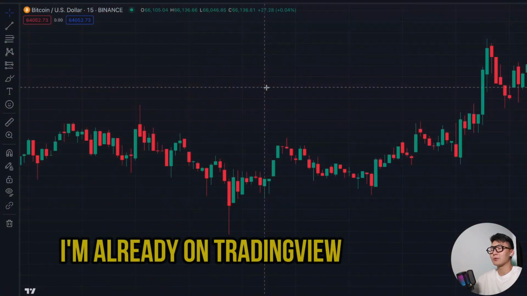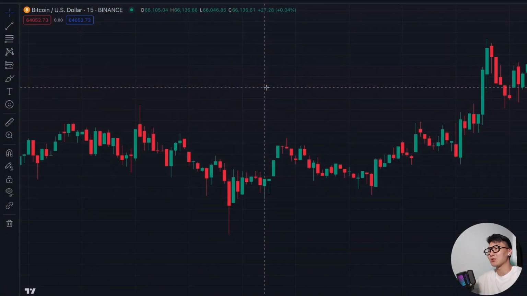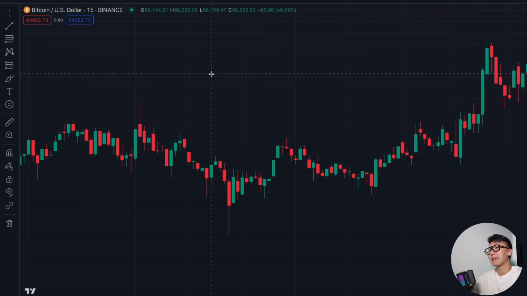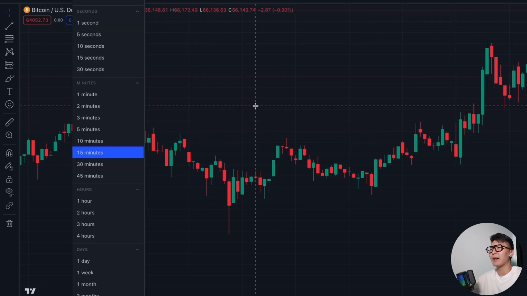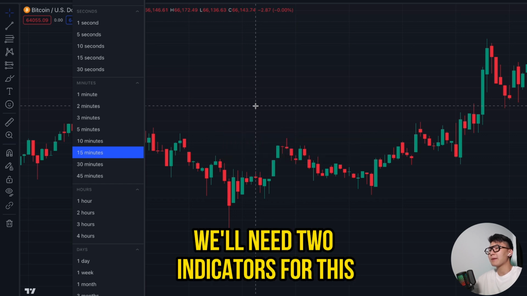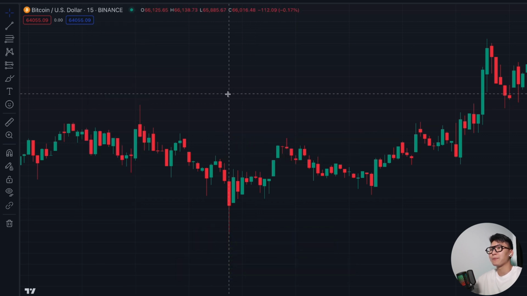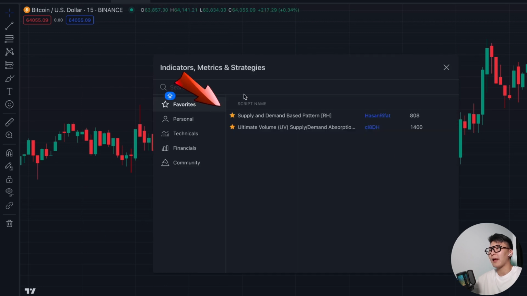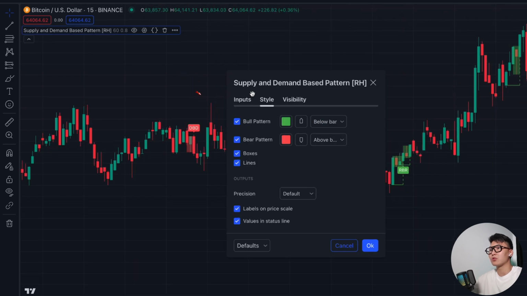Guys, I'm already on TradingView and let's get into the strategy. I'll start by saying the strategy works very well on a 15-minute time frame and you'll need a combination of two indicators. You can see them on your screen and let's select the first one and configure it as shown.